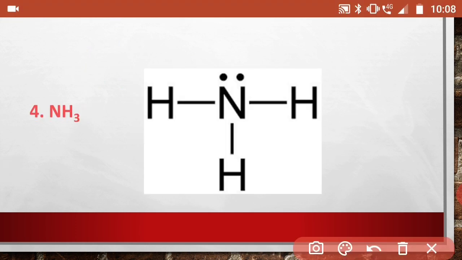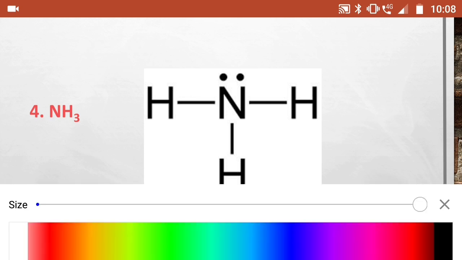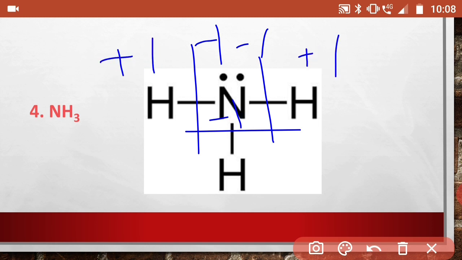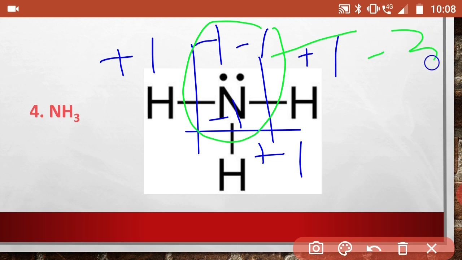Now we will talk about the ammonia molecule. In the ammonia molecule we will break the N-H bonds. You will get minus 1 charge, minus 1 charge, here also minus 1 charge, here plus 1 charge, here also plus 1 charge, here also plus 1 charge, and overall when we see, nitrogen has minus 3 charge.